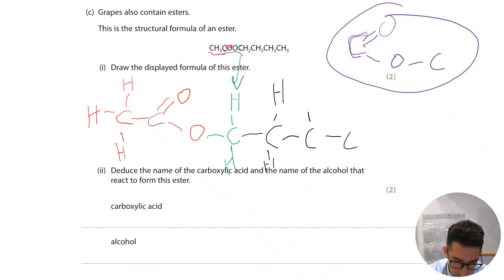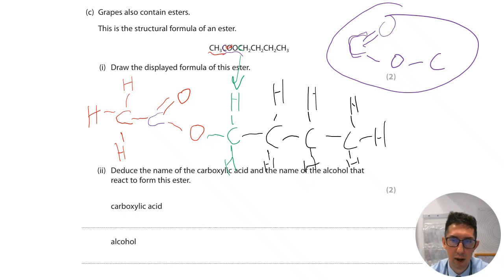Just make sure this is displayed formula. You must include every single bond and every single atom. So if you're ever asked to define displayed formula: every single bond, every single atom, like that. Deduce the name of the carboxylic acid and the name of the alcohol that react to form this ester.